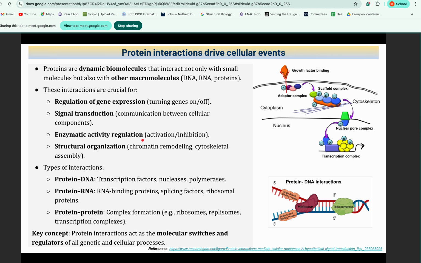Then enzymatic activity regulation. So enzymes are a type of proteins. They also make sure whenever to activate a particular cycle or whenever to inhibit that particular process. Similarly, structural organization. So processes such as chromatin remodeling and cytoskeletal assembly are also performed by different proteins.